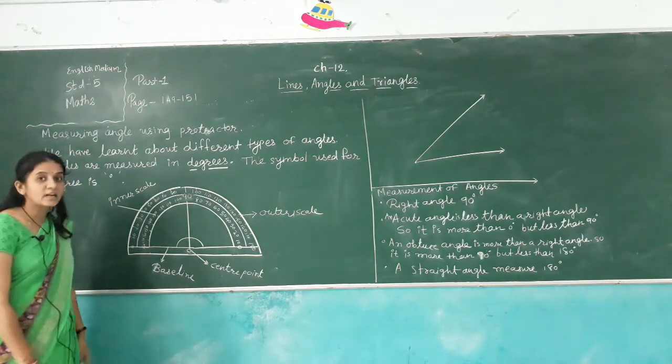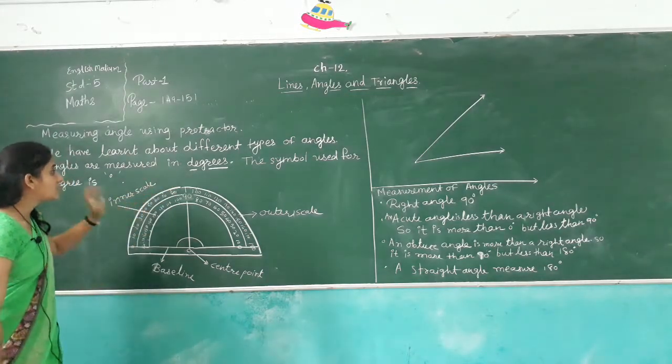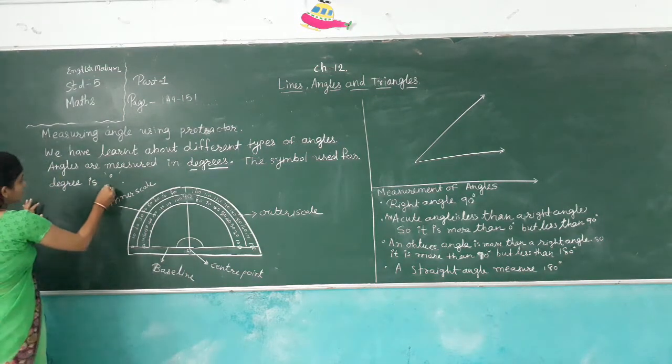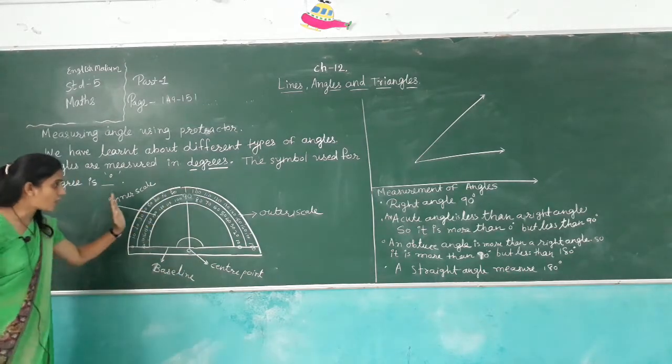Angles are measured in degrees. The symbol used for degree is this. This is called protractor.